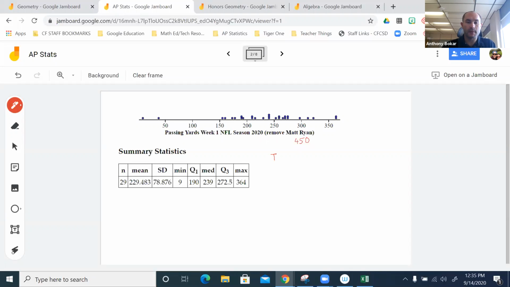For this data set here, the IQR is computed as Q3 minus Q1. So this would be 272.5 minus 190. That is 82.5. That's in yards, because that is what we are measuring our distance in, yards. Okay. So the question I had was, what's the purpose of that?